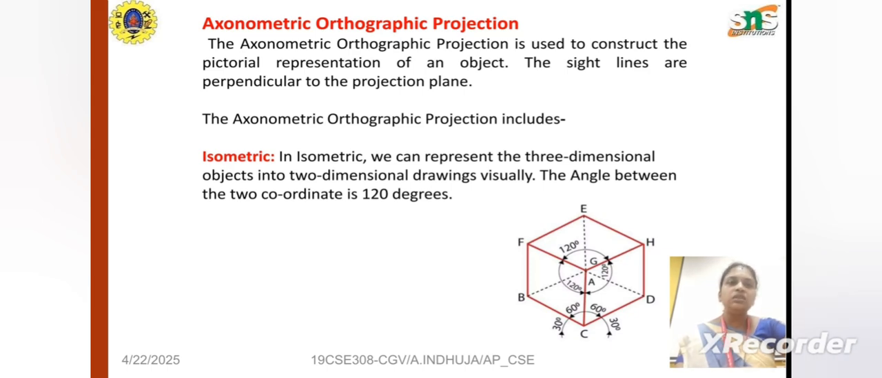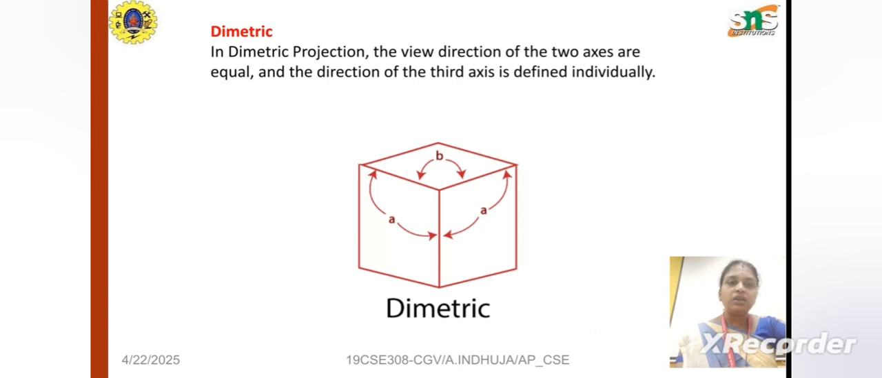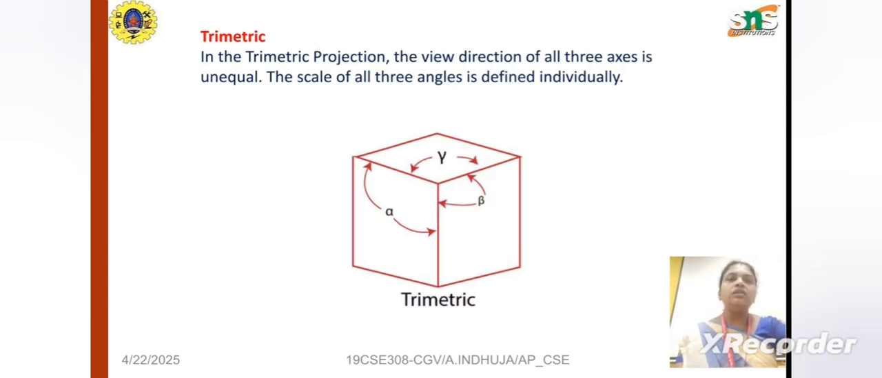In isometric, we can represent the three-dimensional object in two-dimensional drawings visually. The angle between the coordinate axes is 120 degrees. This is the difference between isometric and dimetric. When we consider dimetric projection, the view direction of two axes is equal and the direction of the third axis is defined individually. In the trimetric projection, the view direction of all three axes is unequal. The scale of all three axes is defined individually, but in isometric, the angle between the three axes is defined as 120 degrees, whereas in trimetric, the scale of all three axes is defined individually, not by default.